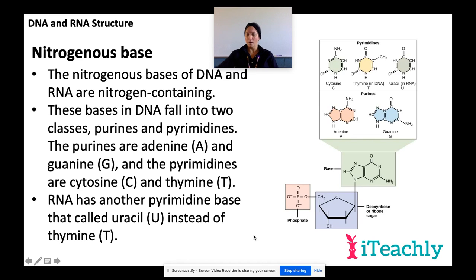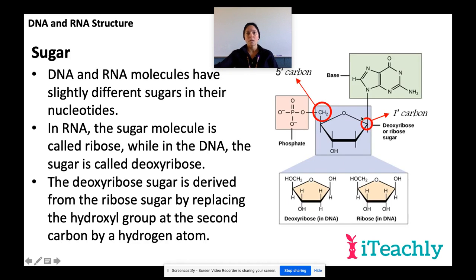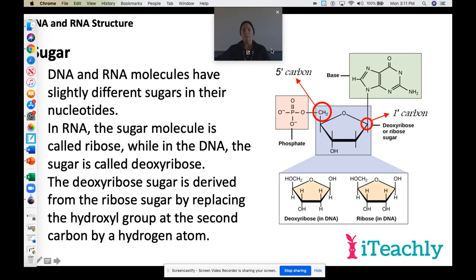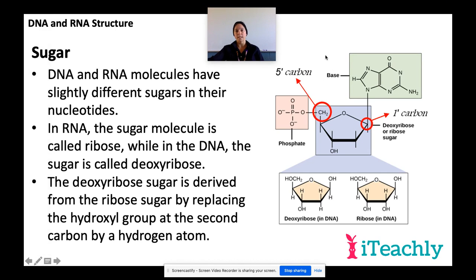This also is used to look at the direction. So when we're looking at the nucleotide, is it right side up or is it upside down?